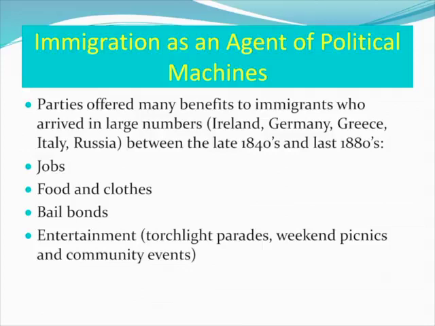They needed jobs, so party bosses would provide jobs. Sometimes food and clothes, bail bonds. If your uncle got into a drunken brawl, who would bail him out of jail? Don't worry, the boss would bail him out of jail. And then just remember to vote for the boss. If you need to vote, vote twice. The saying was, vote early and often. So there was a lot of corruption, and so much so it was really out of control.